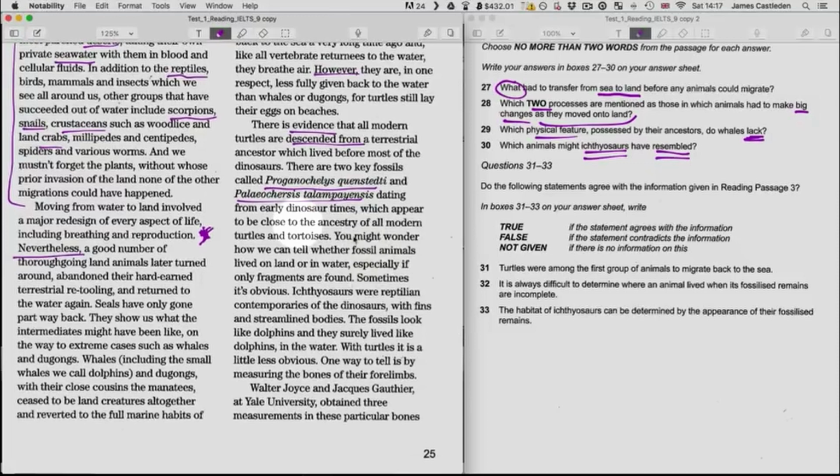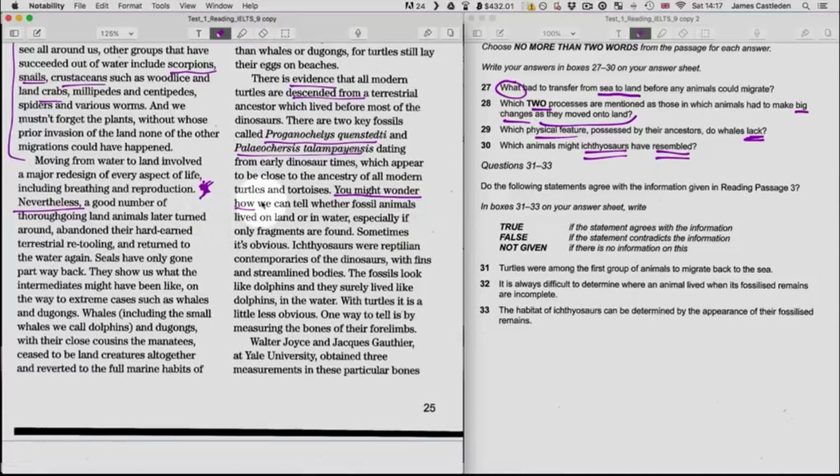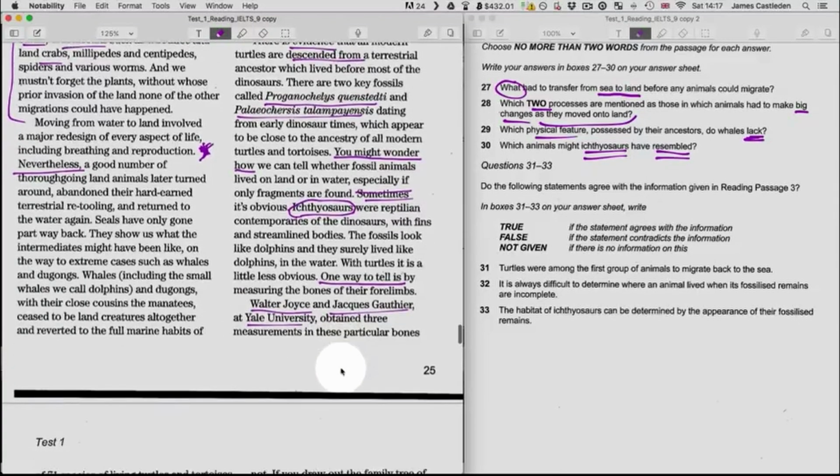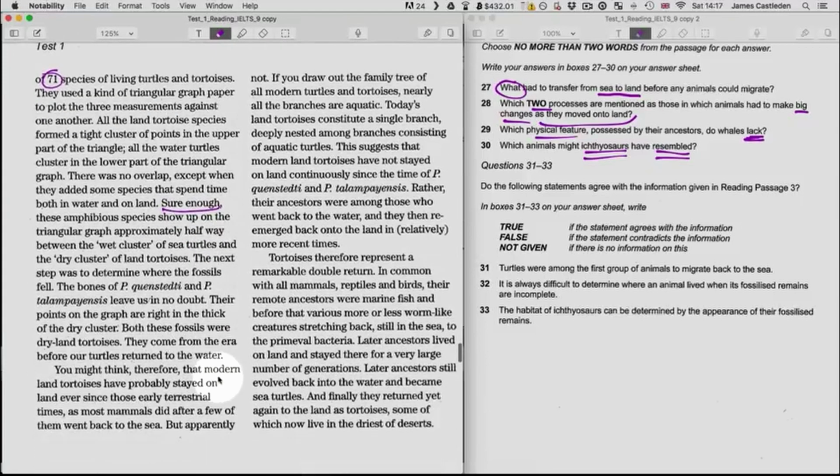You might wonder, this is related to rhetorical questions and also this word how and the relative clause. Especially useful one, sometimes there's that Ichthyosaurus thing, so we'll look at that. One way to do this is, okay, there we've got these important people. They obtained 3 measurements in these particular bones of 71 species. There's that 71 came up there. Sure enough, useful phrase. The next step was to these things here, no doubt.